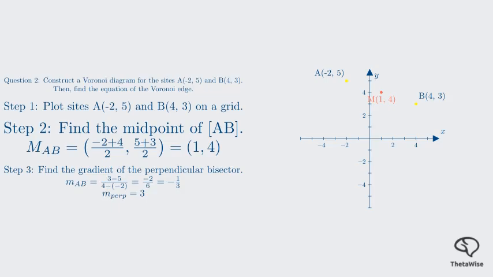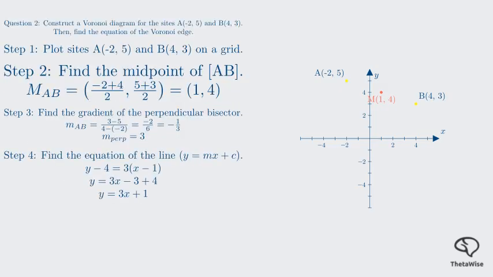The gradient of the perpendicular bisector, therefore, is the negative reciprocal, which is 3. So, the edge we're looking for is a line with gradient 3 passing through the point (1, 4). Using the point-slope form, y - y1 = m(x - x1), we get y - 4 = 3(x - 1), which simplifies to y = 3x + 1.